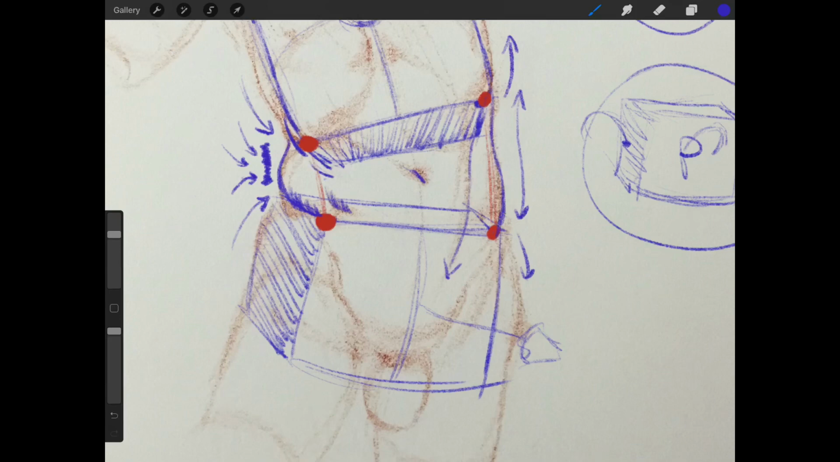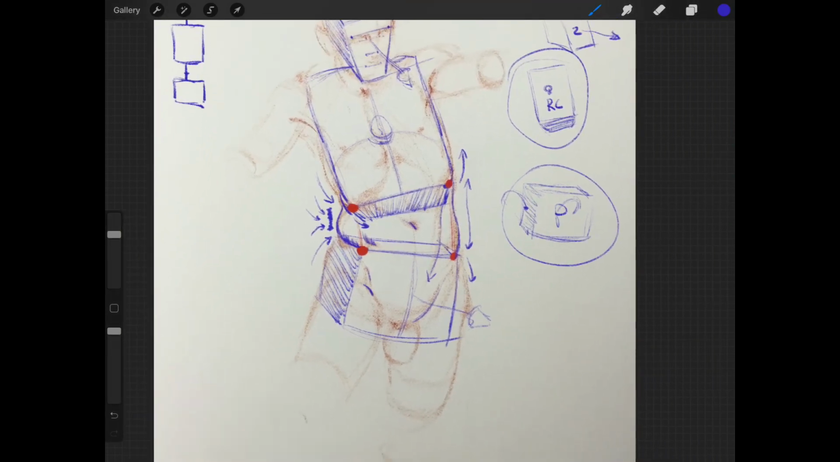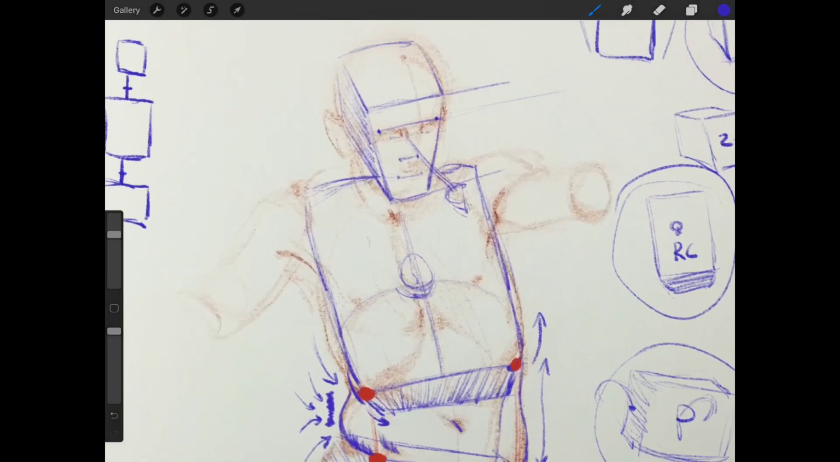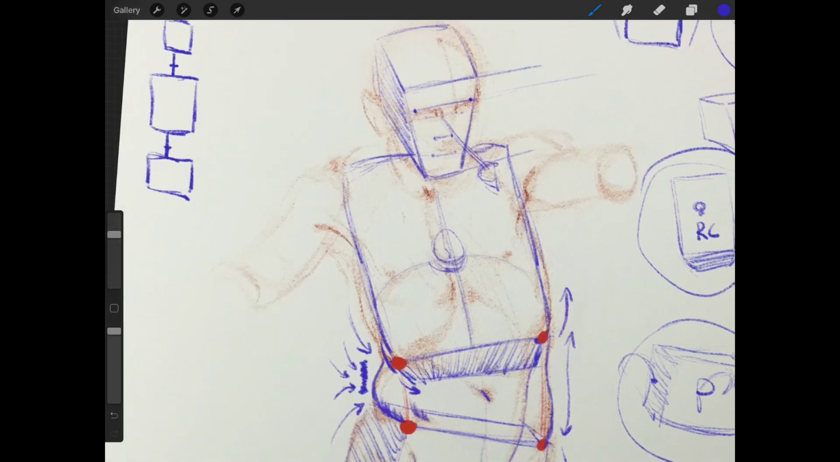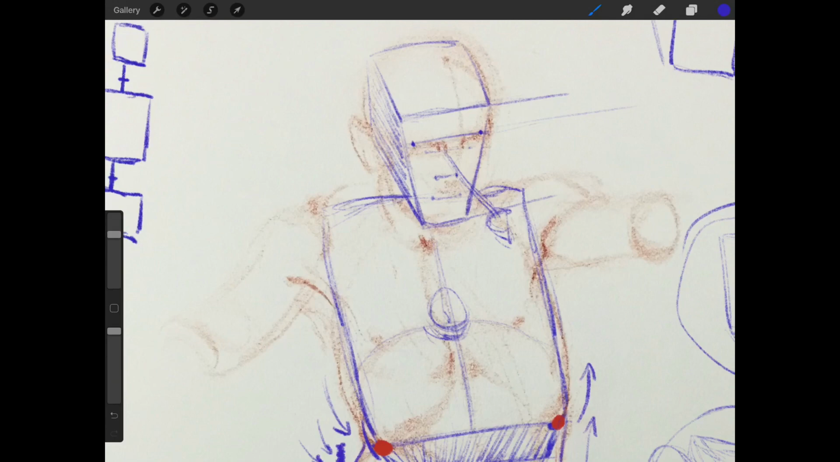So look, on the left, everything feels bunched. On the right, everything feels stretched. This is stretching here. Over here, we're getting some compression. And that gives you a lot of the action of the pose. We can't really do much about the neck along those same lines here, just because of the angle of the pose.